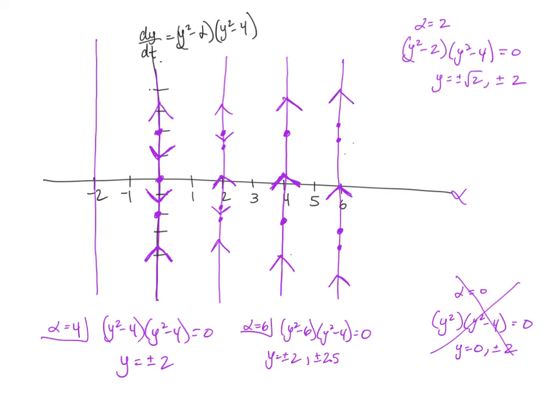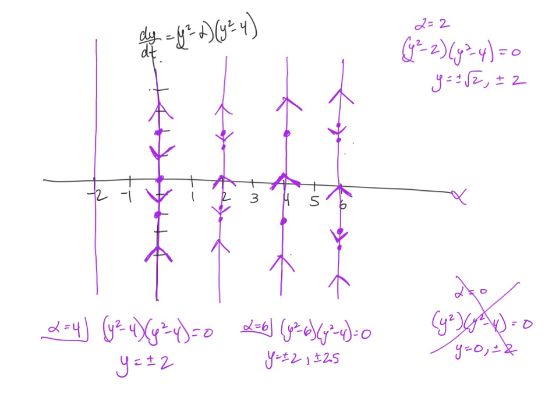And then I just need in between 2 and 2.5, like maybe 2.2. I'm going to have to put in a calculator. So 2.2 squared minus 6 is negative, and 2.2 squared minus 4 is positive. So negative times a positive is a negative. So I have down arrows here and here.